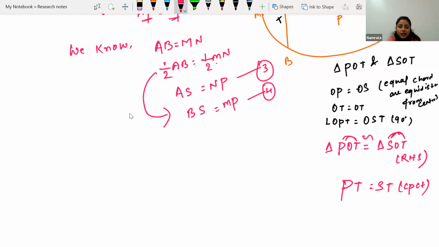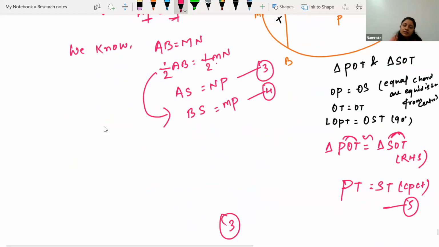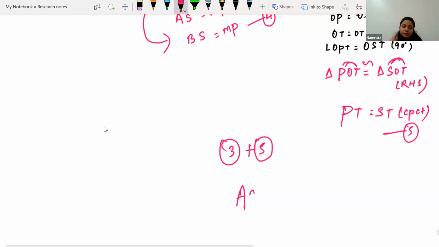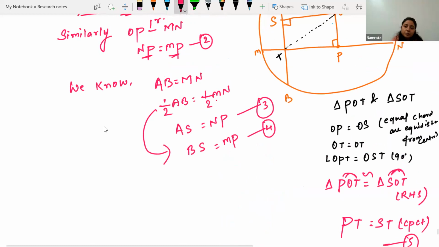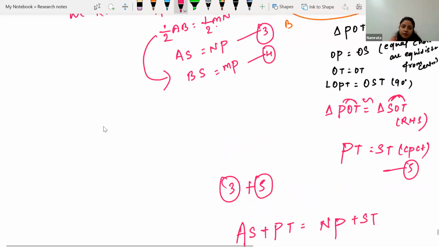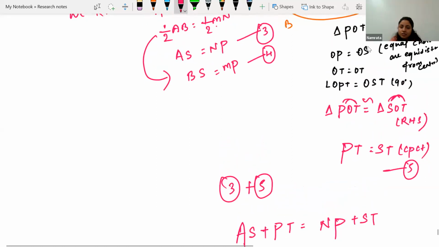Yes. Now, this is equation number, let's say, 5. So what I am saying is, let's take equation number 3 and add it with 5. So we will be having AS plus PT equals NP plus ST. AS plus PT equals NP plus ST. Can you see? We have just added equation 3 and equation 5. Let's see what we are getting.